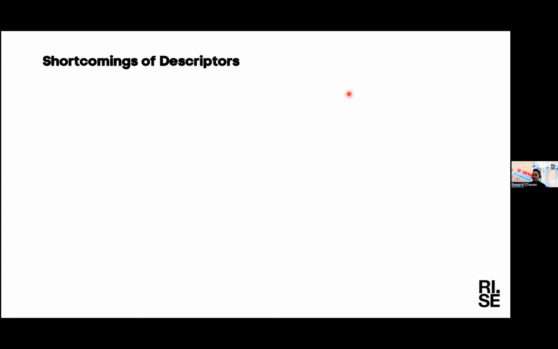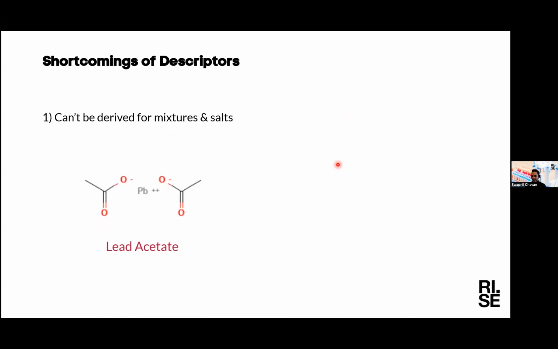The first shortcoming of descriptors is that they can't be derived for mixtures and salts. Let's take the example of lead acetate. When one needs to use lead acetate for QSAR modeling, they need to convert this structure to a QSAR-ready structure, and this QSAR-ready structure can't handle an ionic bond. So your lead acetate is converted to acetate. While doing this QSAR-ready transformation, you end up converting this mutagenic structure to a non-mutagenic structure.